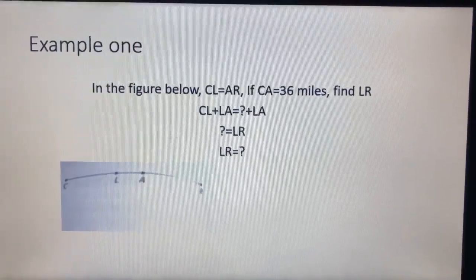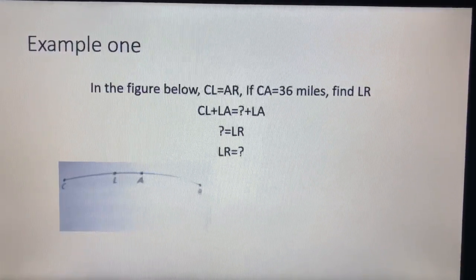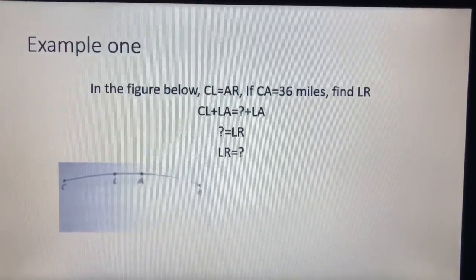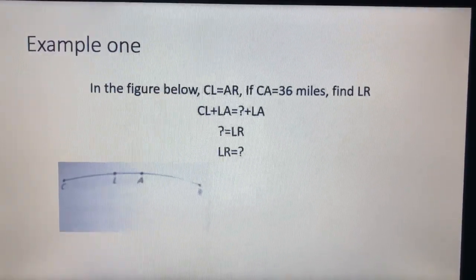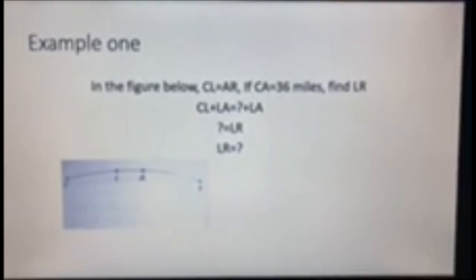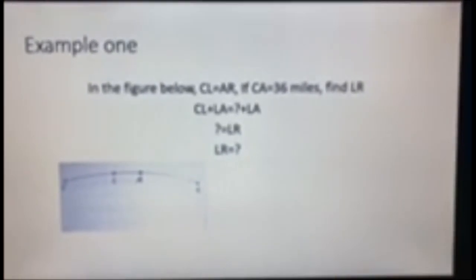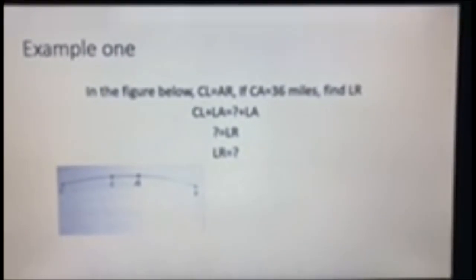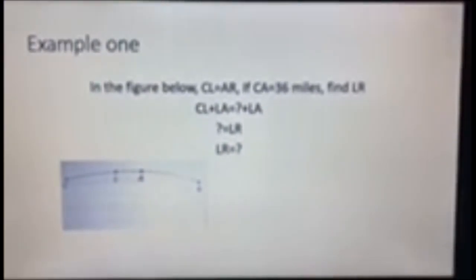In example 1, you have the figure below, and it is given that CL equals AR. If CA equals 36 miles, then in this problem you need to find LR. So you need to do CL plus LA equals AR, which is equal to LA plus LR. Then you need to figure out what LR equals.